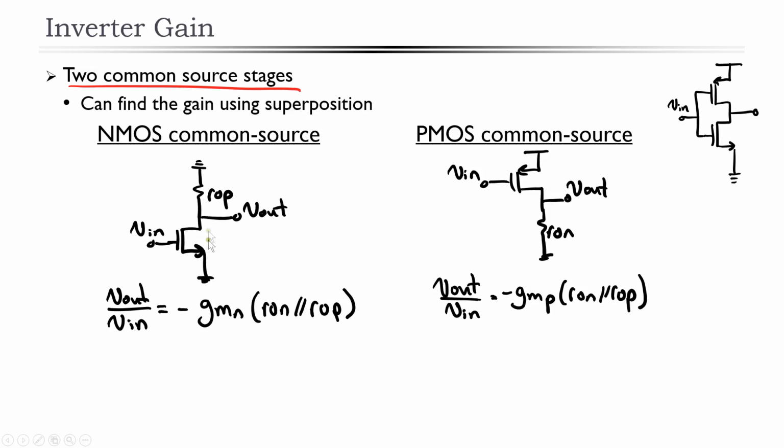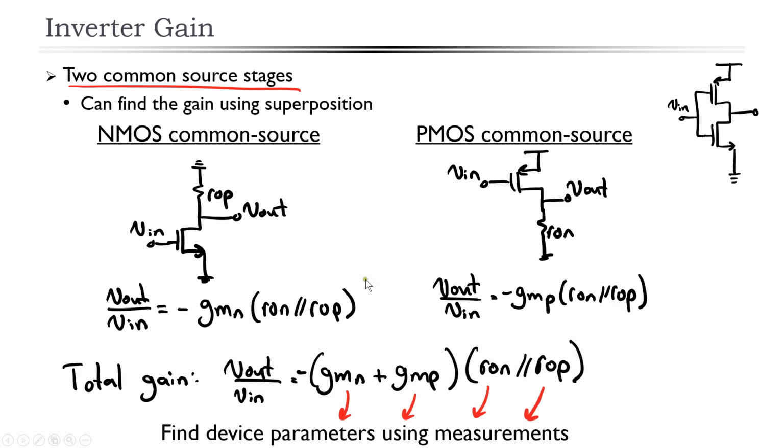So then our gain for this common source would just be the gm of the NMOS multiplied by the output impedance, RO, in parallel with ROP. And of course, it's an inverting stage, so the gain is negative. Similarly, we can do the exact same thing for the PMOS common source, and again we get the gain that's now the transconductance gm of the PMOS multiplied by the output impedance. So finally, the total gain is the sum of these two. Again, we use superposition, so we get the sum of the gms multiplied by the output impedance.